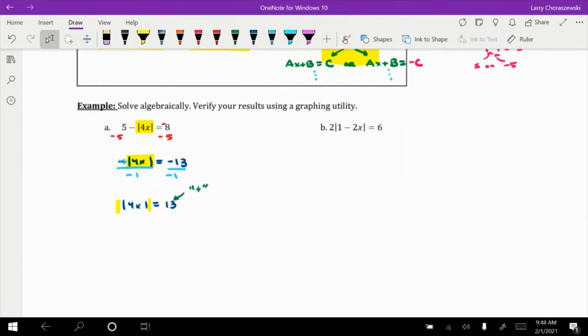So because of the current state of the equation, we get to split this up into two equations. The first will take the inside expression, set it equal to 13. And the second equation will set 4x equal to -13. And you probably know what to do with each of these equations. You can divide each side by 4. One answer for x is 13 over 4. Another answer for x is -13 over 4.